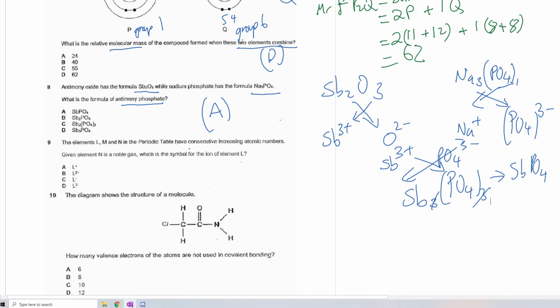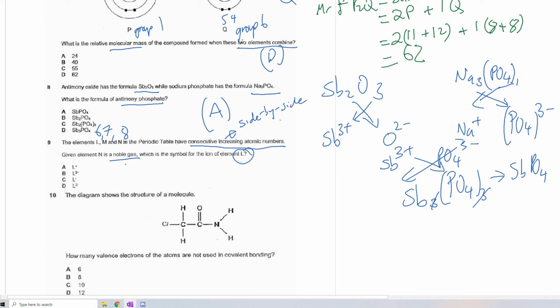Okay, for the next question, the elements L, M, and N in the periodic table have consecutive increasing atomic number. This implies that they are side by side. Element N is a noble gas. So that means N is from group 8. So this must mean that M is from group 7. And similarly, L is from group 6. The question asks for the symbol for the ion of element L.